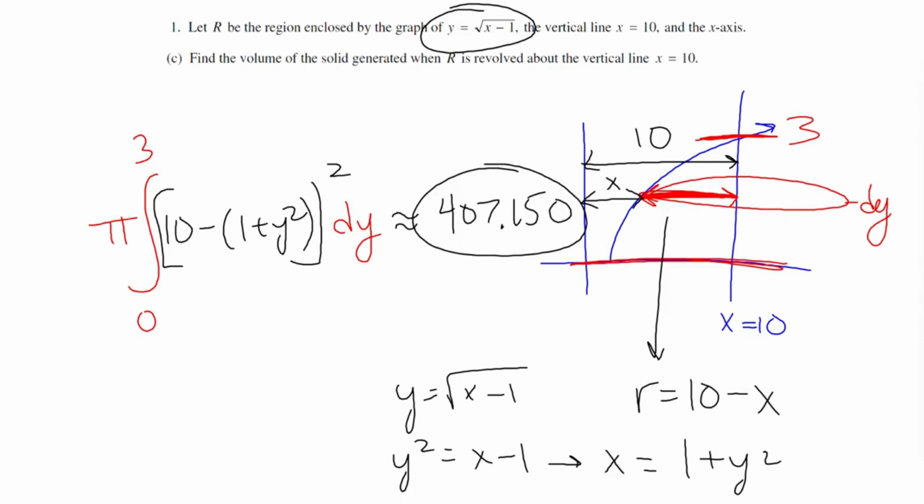It's worth 3 points here. 1 for the correct limits and constant, 1 for the correct integrand, and 1 for the final answer. And that is the end of this area and volume FRQ. It was question number 1 from the 2004 Form B AP Calculus AB exam.